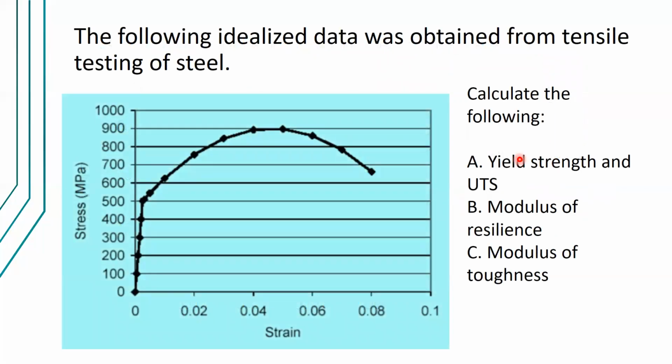I have here an idealized data obtained from testing of steel. We already plotted strain versus stress in this graph, and we want to calculate the following. Number one, the yield strength and the ultimate tensile strength. Number two, the modulus of resilience. And number three, the modulus of toughness. So how can we do that?